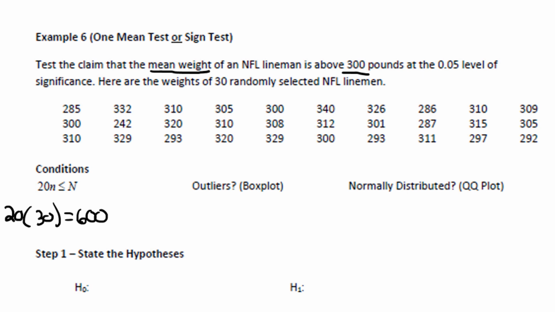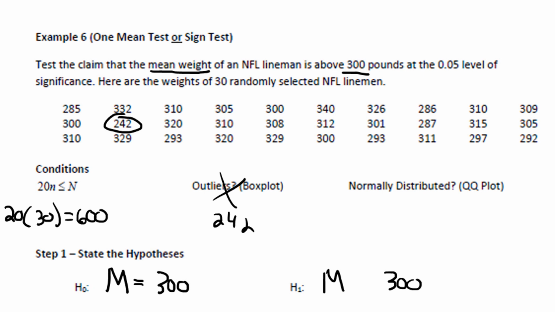We found that there was an outlier, so this condition fails. The weight of 242, right here in the second row, is an outlier. That means that we cannot do the one mean test, but instead we will perform the sign test. In the sign test, we start with the null hypothesis of M for median equals, and here it's going to be 300. What sign will we use in H1? We're going to use greater than because we're seeing if it's above 300 pounds. So the alternative hypothesis is M is greater than 300.